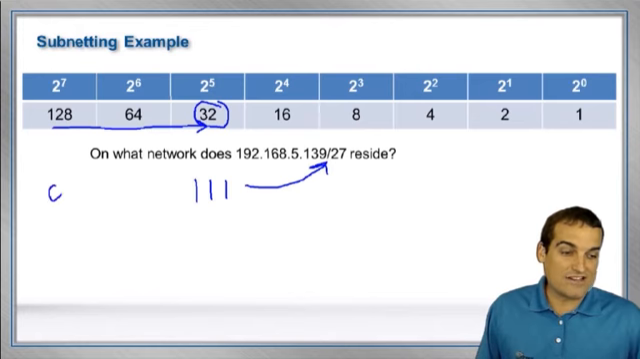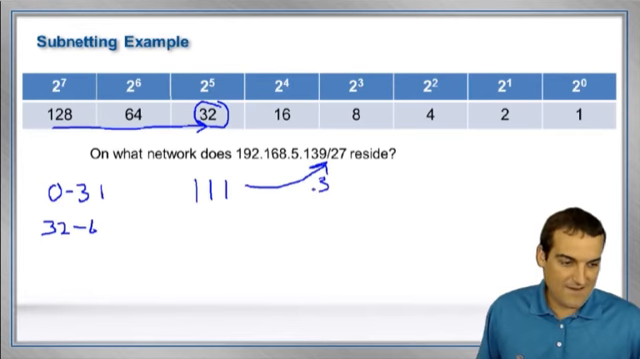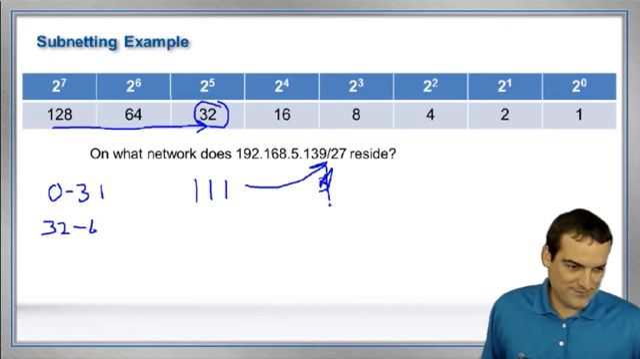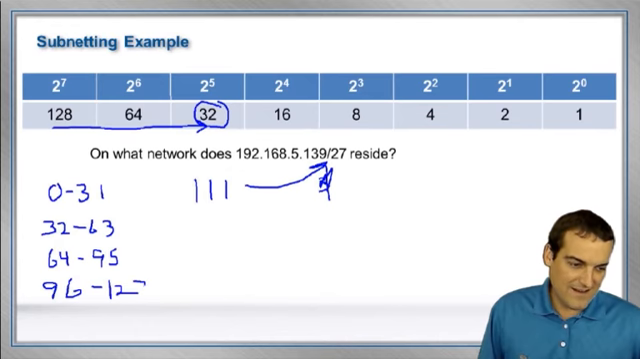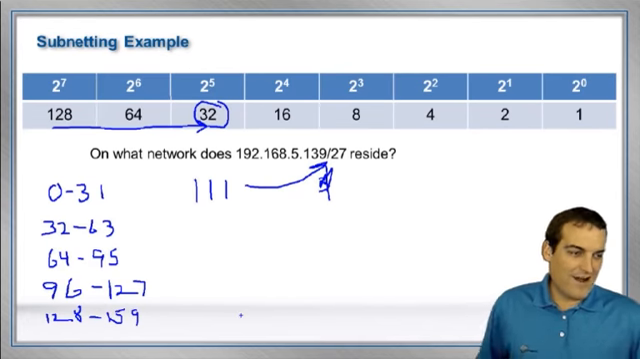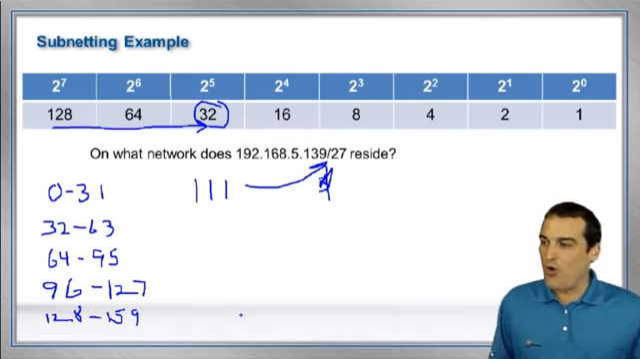So our subnets are 0 to 31, 32 to 63, and then 64 up to 95, 96 up to 127, and then 128 up to 159. Unbelievable. That trick always works.